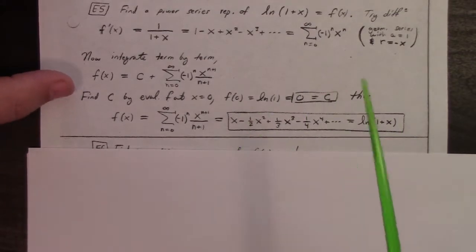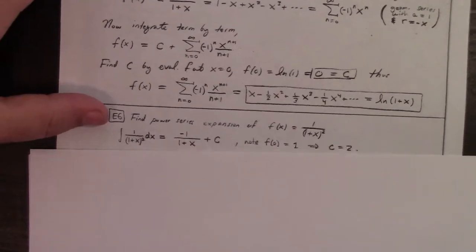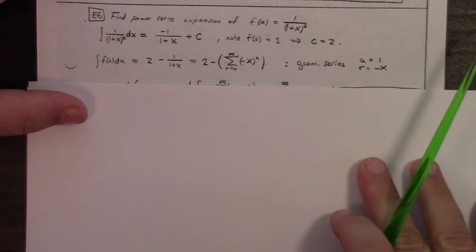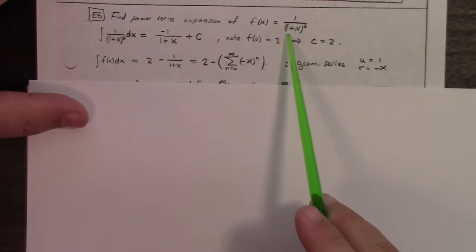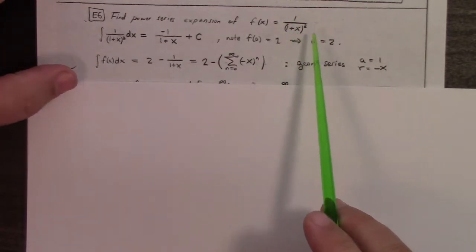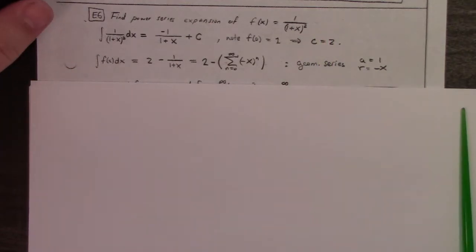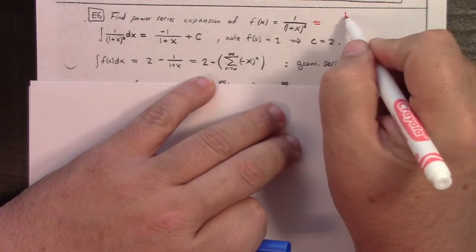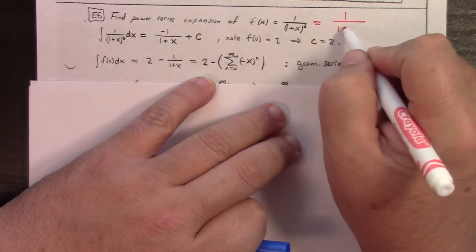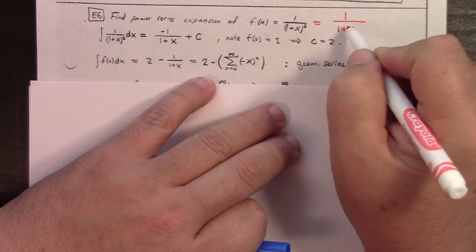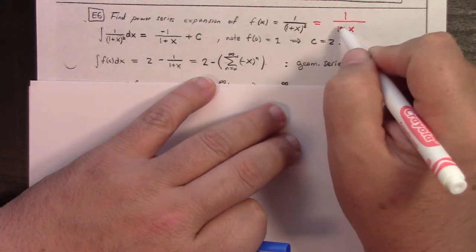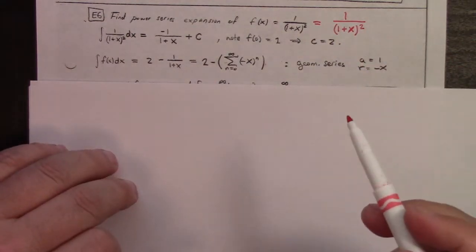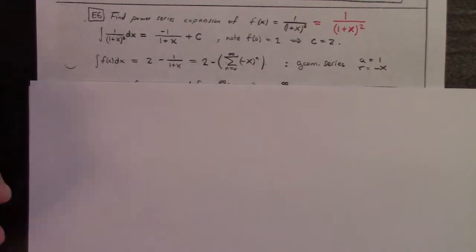But anyway, let me get back to it. So here we go. Example 6. Find the power series expansion of 1 over 1 plus x squared. All right, 1 over 1 plus x squared. Let me rewrite it just to be sure we understand what I'm saying: 1 over 1 plus x quantity squared. All right. Now that's not quite geometric, but it's almost geometric, right?